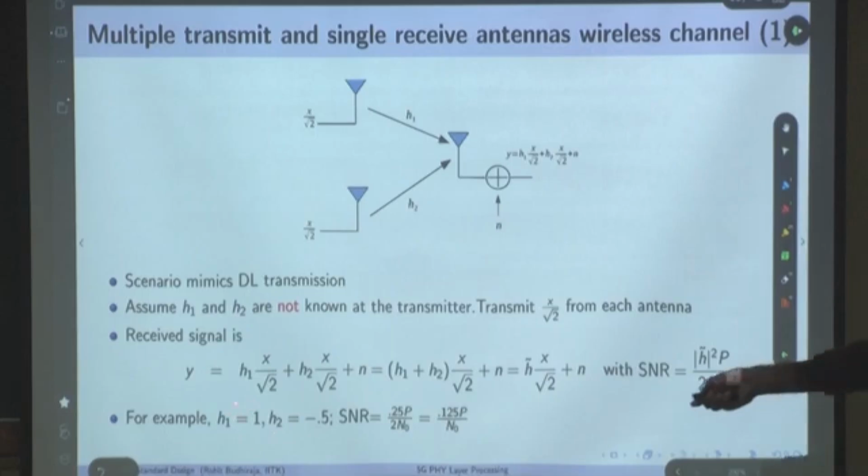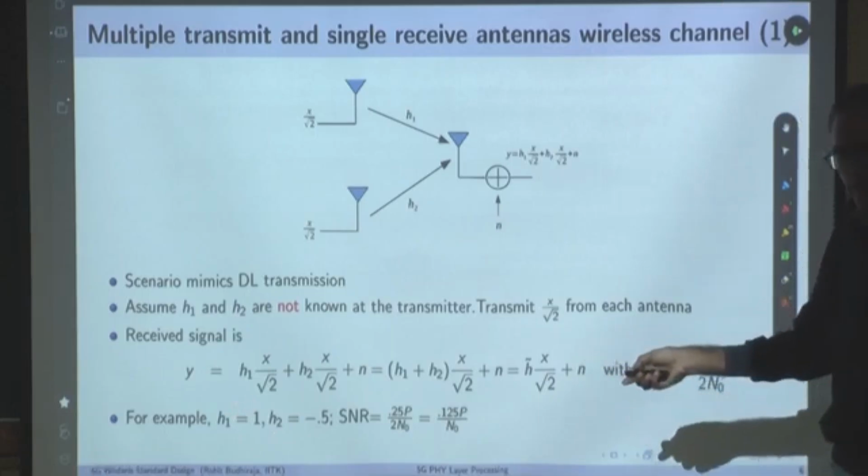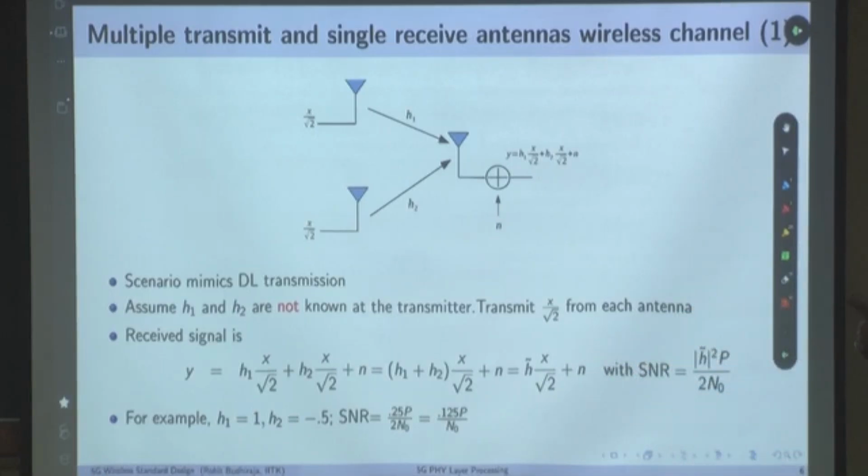Let us take this example again, which we did for the last case, when there was one transmit antenna and two receive antennas: h1 was 1, h2 was minus 0.5. What does the SNR become? 1 minus 0.5 is 0.5, so h tilde square is 0.25. So, SNR becomes 0.25 P by 2 N naught, which is 0.125 P by N naught. What was the SNR in the last case, with one transmit antenna and two receive antennas? 1.25 P by N naught.